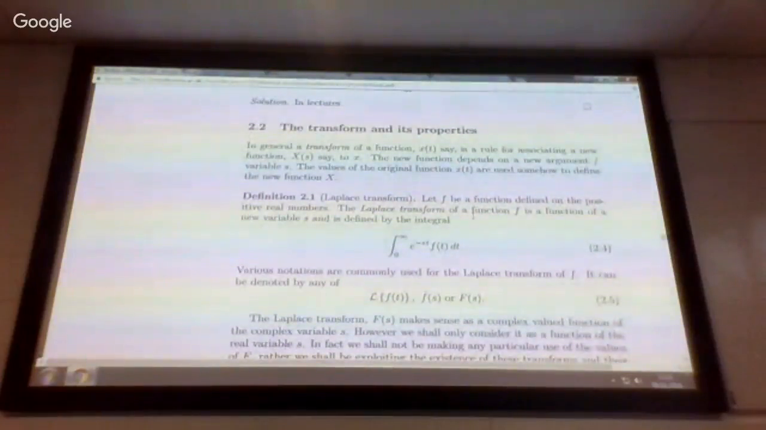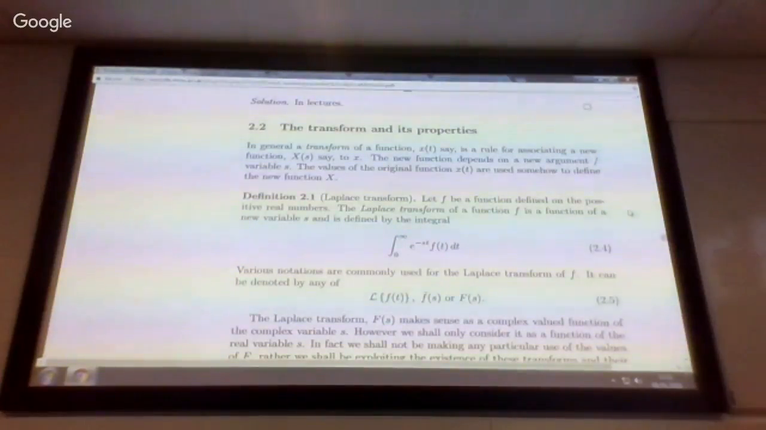Okay, so what exactly is it? We've talked about it. We've drawn a connection with the logarithm, or an analogy with the logarithm and the exponential. But what exactly is this Laplace transform? Well, it's an operation that we do to functions.